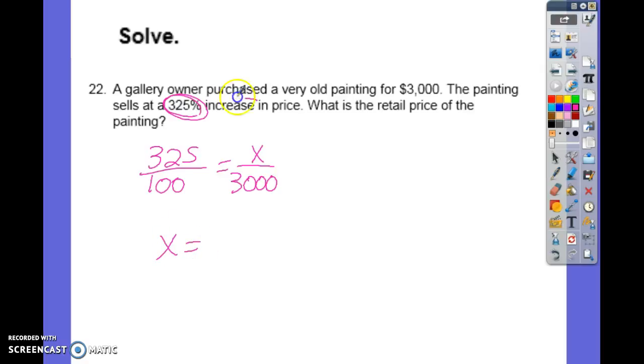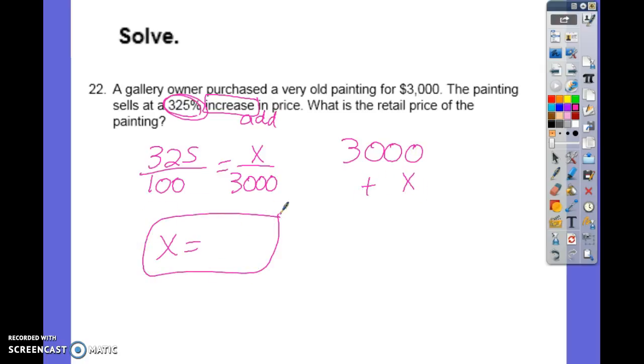Since it is an increase in price, we are going to need to add. So we will take the $3,000, we will add x, which was our value that we had when we solved our proportion, and that will be the retail price of the painting. So you'll need to finish that and solve that on your own, and make sure that you complete all of the problems.